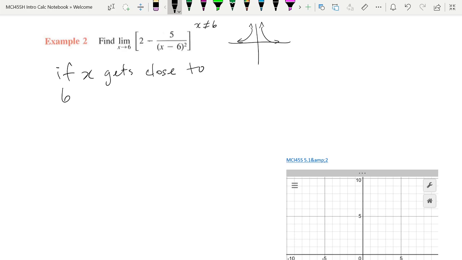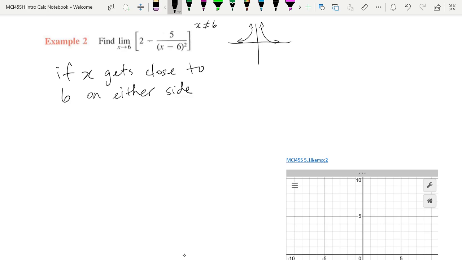Why can't x be 6? Because you can't divide by 0. So if x gets close to 6 on either side, in other words, because I'm squaring this thing, right? If I put in a number very, very close to 6 but a little bigger, I get a positive decimal that gets squared. So it gets to be an even smaller decimal.